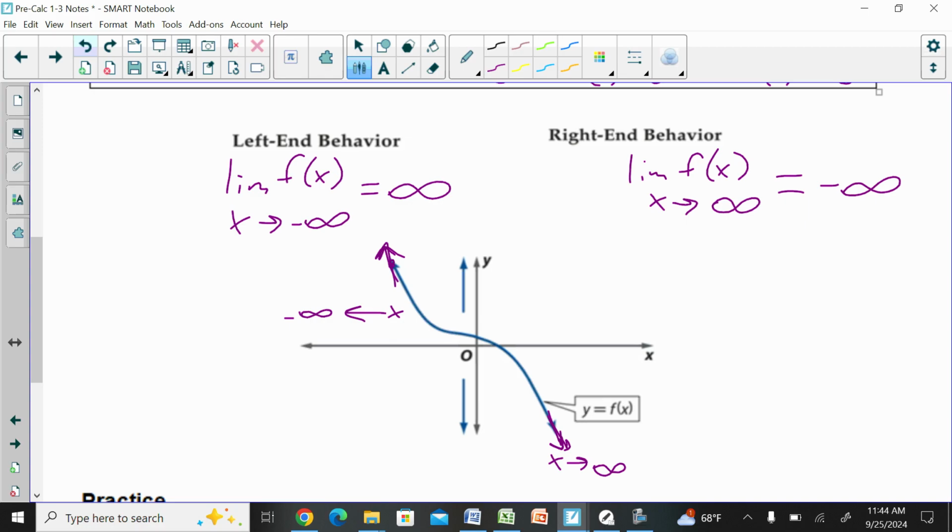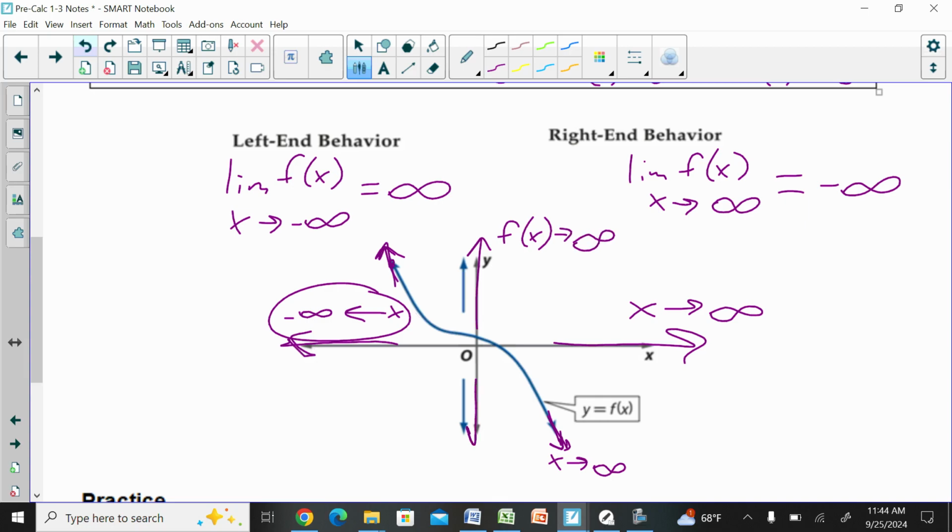Again, just remember, the farther we go this way, we're talking about x going closer to negative infinity. Farther we go this way, we're talking about x getting closer to infinity. Same with the y-axis. If we're going up, f of x, your y values, is approaching infinity as it goes up. As it goes down, we have f of x approaching negative infinity. Okay, so a lot of times that's what we get when we talk about end behavior.